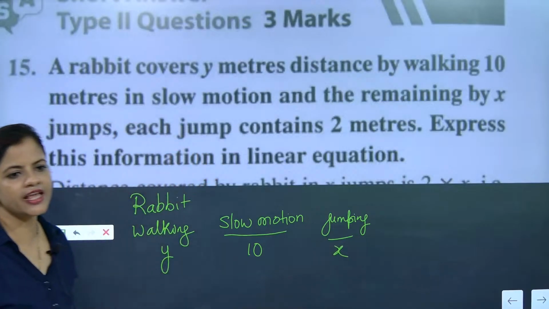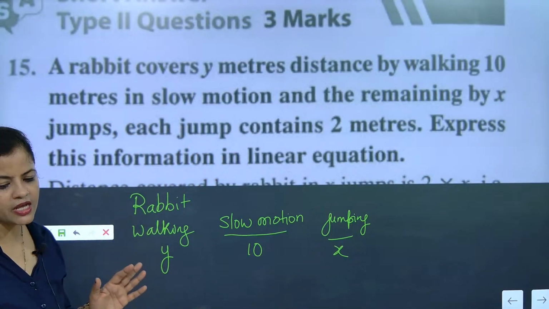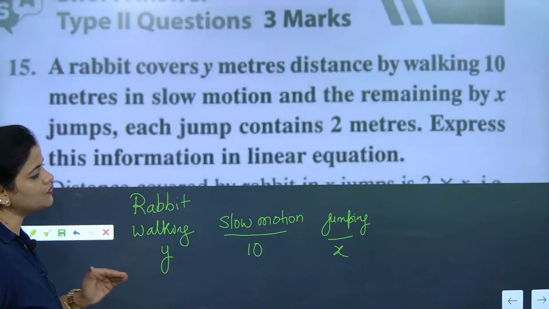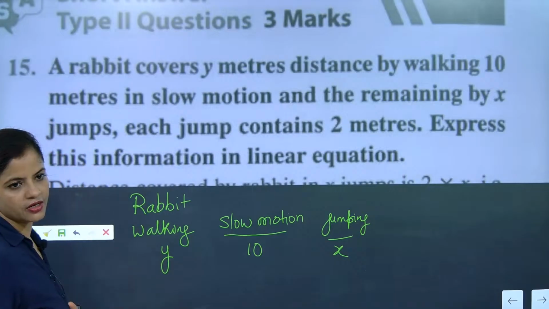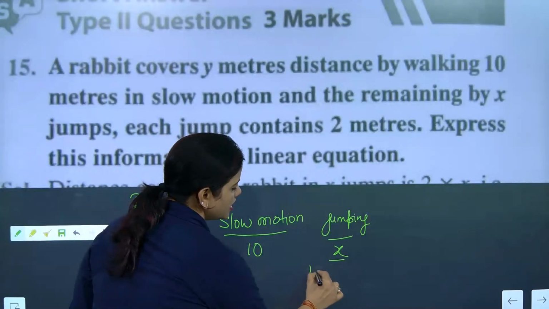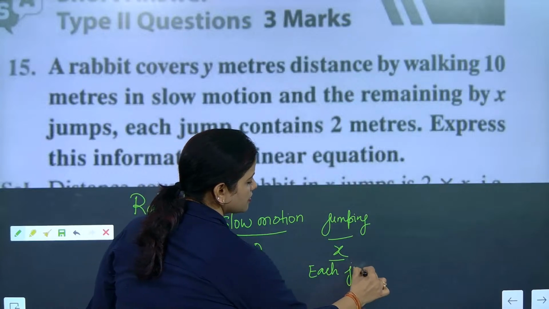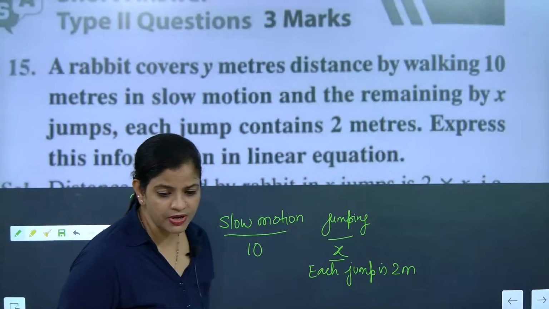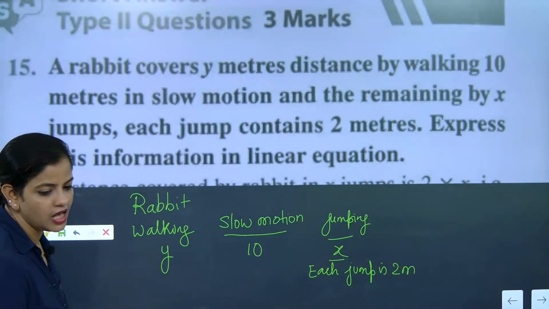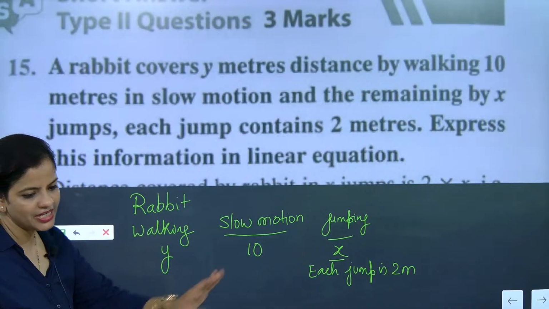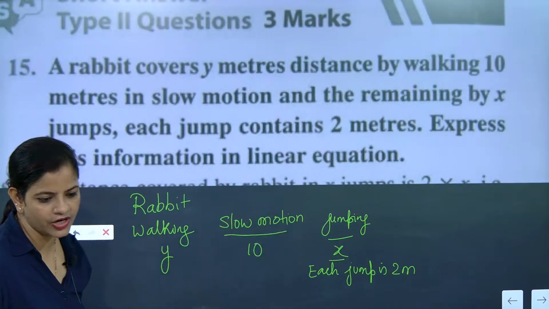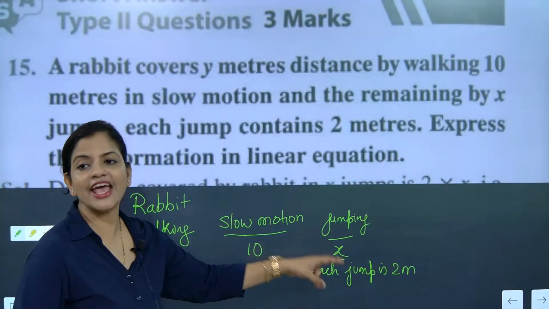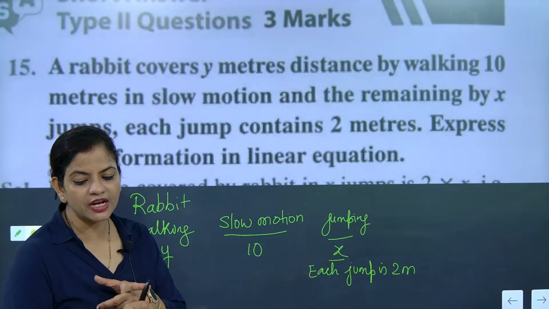How many jumps is it taking? X jumps. Absolutely correct. Now you people are correct. Each jump is 2 meter. It is taking x jumps. Each jump is 2 meter. So then how much distance will be coming? Remember this one very nicely. Walking is y meter. We are finding the total distance covered. Total distance: walking y meter, slow motion 10, and it is taking x jumps. But each jump is how much meter?